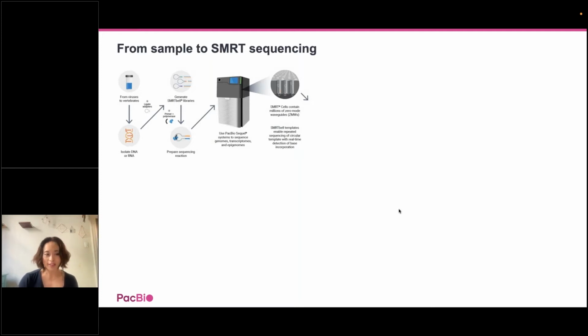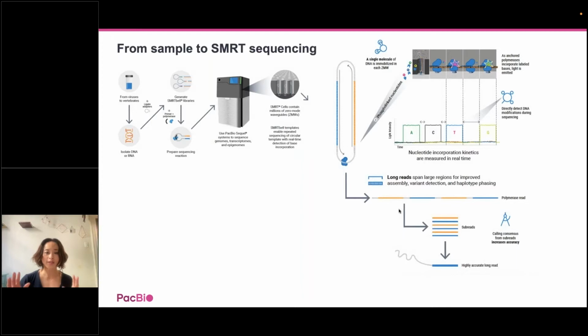To get sequencing done, once you have isolated the DNA or RNA, you create a SMRTbell library by ligating adapters onto double-stranded DNA. Sequencing is done on our Sequel II or IIe systems, where the sequencing unit is called a SMRT cell that contains millions, currently 8 million, of what we call zero-mode waveguides. Once these molecules are loaded into the ZMWs, sequencing happens in real time as the DNA polymerase goes around the template and incorporates nucleotides.